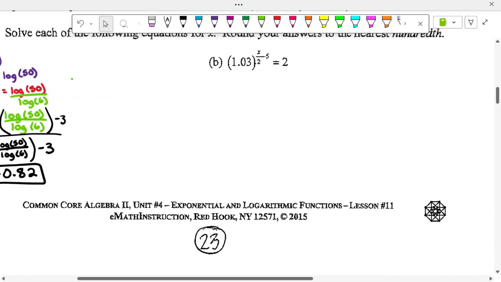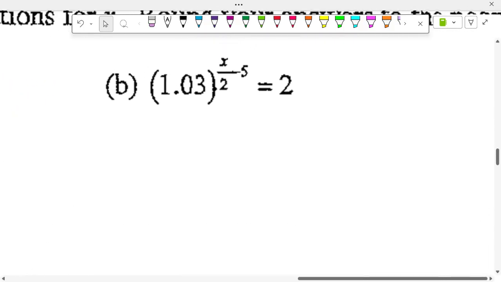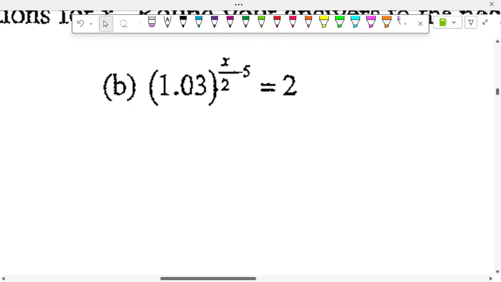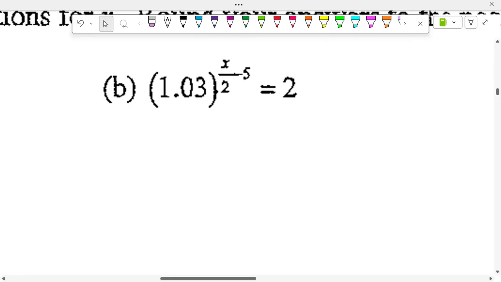All right, let's look at letter B. So this one is still slightly more on the difficult side. So this has 2 extra steps instead of just 1. Now, just because it's hard to see, this is technically minus 5. So it's x over 2 minus 5 in the exponent. Now, is that base by itself on the left side? Is everything, operation-wise, all in the exponent? Yes. So since it's all in the exponent, technically that base is by itself.